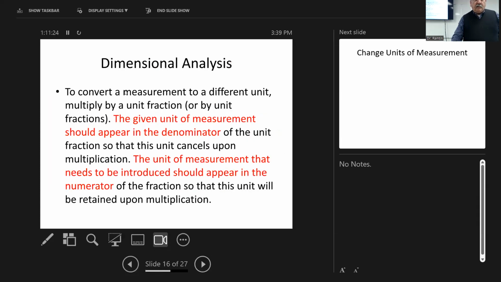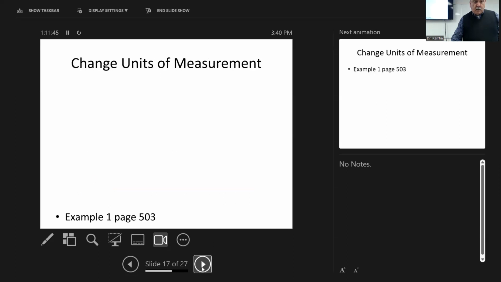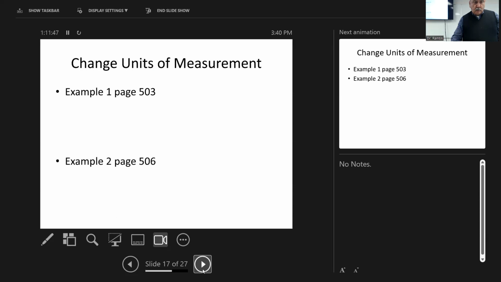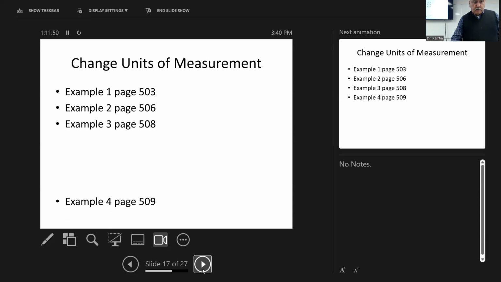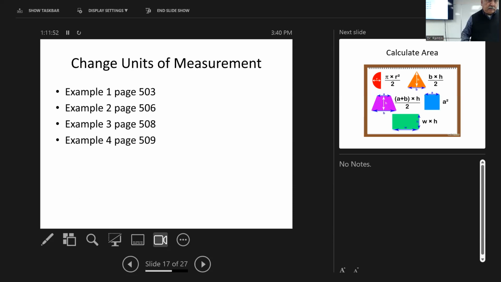Now, to convert a measurement to a different unit, multiply by a unit fraction. The given unit of measurement should appear in the denominator. The unit of measurement that needs to be introduced should appear in the numerator. Again, if you look at an example, it makes it easier. Let's look at these. For example, let's go to page 503.